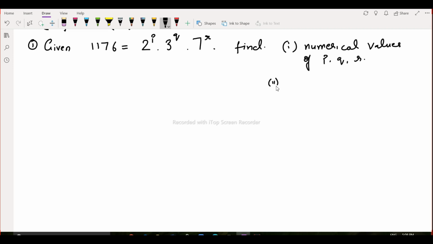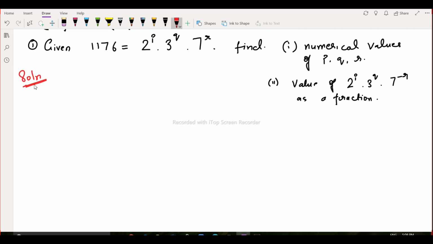And the second question is we need to find the value of 2 raised to p, 3 raised to q, 7 raised to minus r as a fraction. So let's start off with this one.